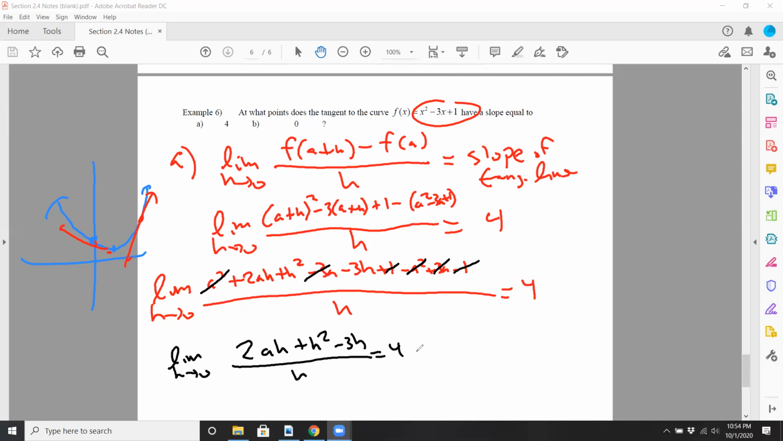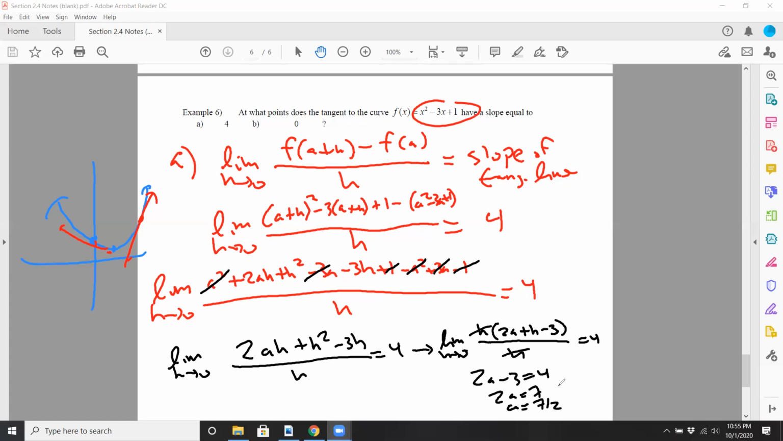Well, obviously, I can factor out an h. Once h approaches 0, plug in 0 for h. So (2a plus h minus 3), I think, yeah, all over h equals 4. These h's cancel. Now I can plug in 0 for h. So you get 2a minus 3 equals 4. 2a equals 7. a equals 7 halves.